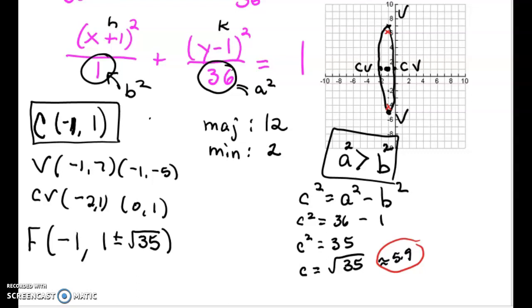I think that's it for the ellipse. So I'll go ahead and save this.